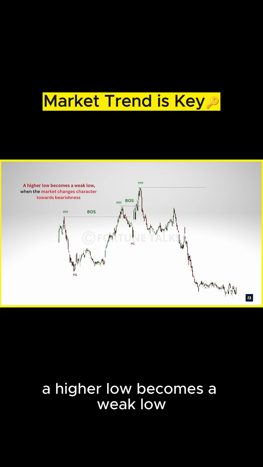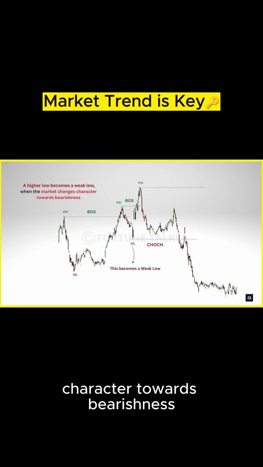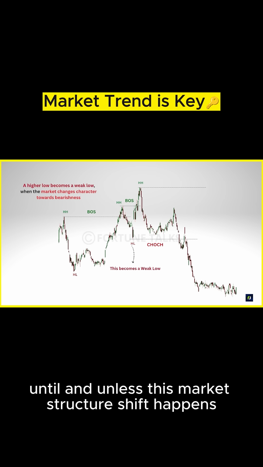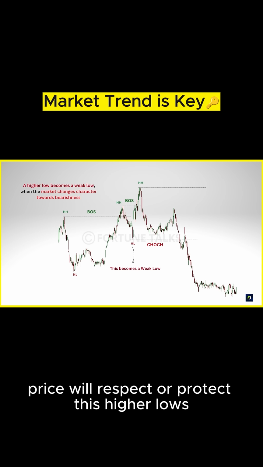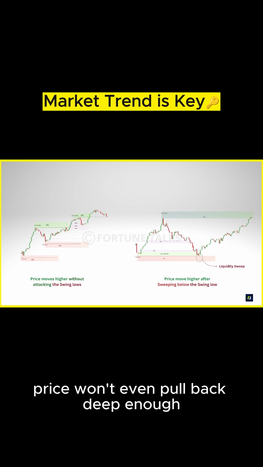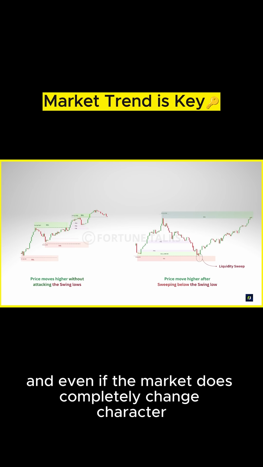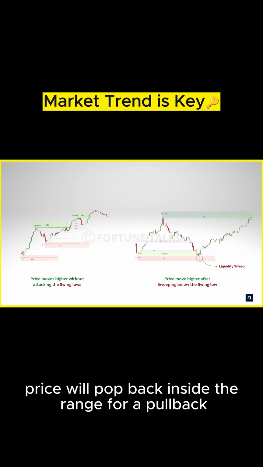A higher low becomes a weak low only when the market changes character towards bearishness. Until and unless this market structure shift happens, price will respect or protect these higher lows. Sometimes price might sweep below these lows, and on other occasions price won't even pull back deep enough to test these lows. And even if the market does completely change character, a lot of the time price will pop back inside the range for a pullback.